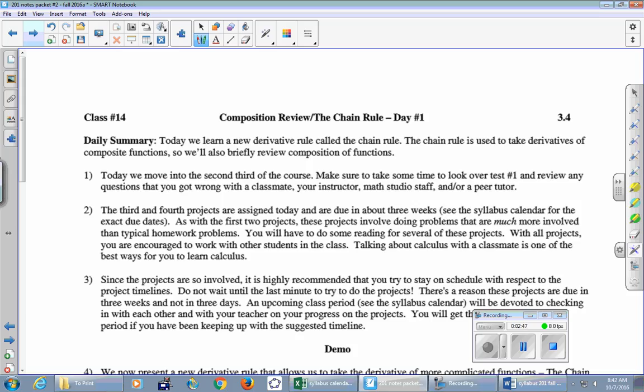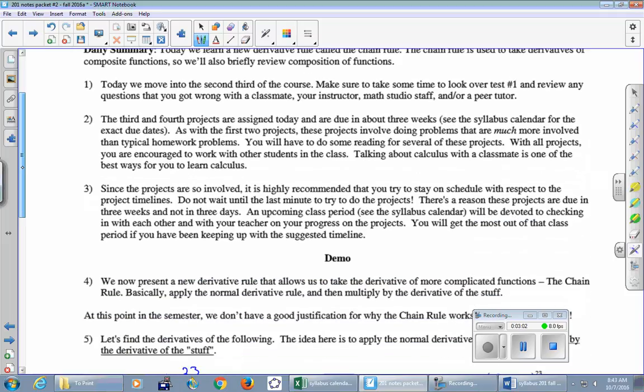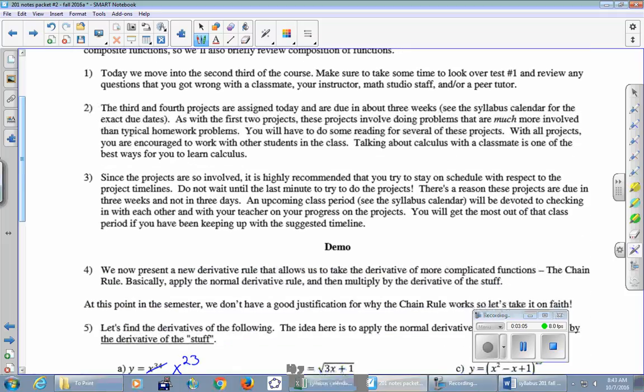Okay. So we're starting on page 3 at the very top. Daily summary. Today, we'll learn a new derivative rule called the chain rule. The chain rule is used to take the derivatives of composite functions. So we'll also briefly review composition of functions. Today, we move into the second third of the course.